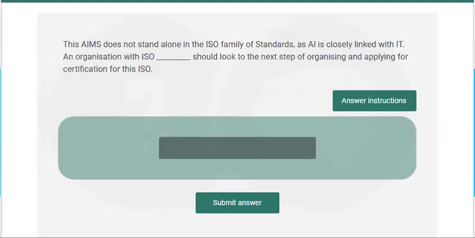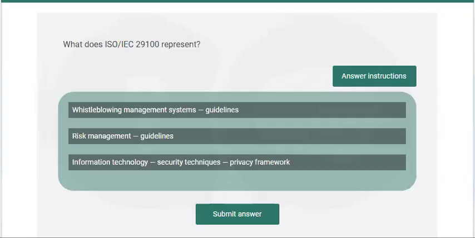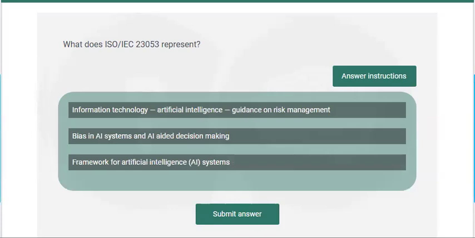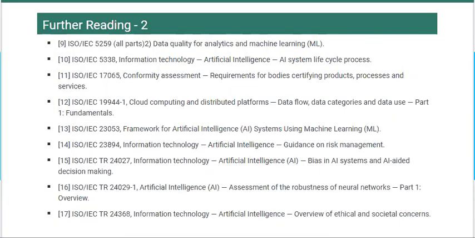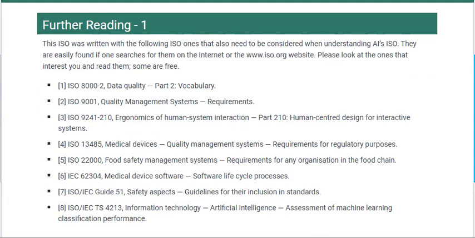Further reading 1. This ISO was written with the following ISO ones that also need to be considered when understanding AI's ISO. They are easily found if one searches for them on the internet or the www.iso.org website. Please look at the ones that interest you and read them, some are free. 1. ISO 8002, Data Quality, Part 2, Vocabulary. 2. ISO 9001, Quality Management Systems, Requirements.